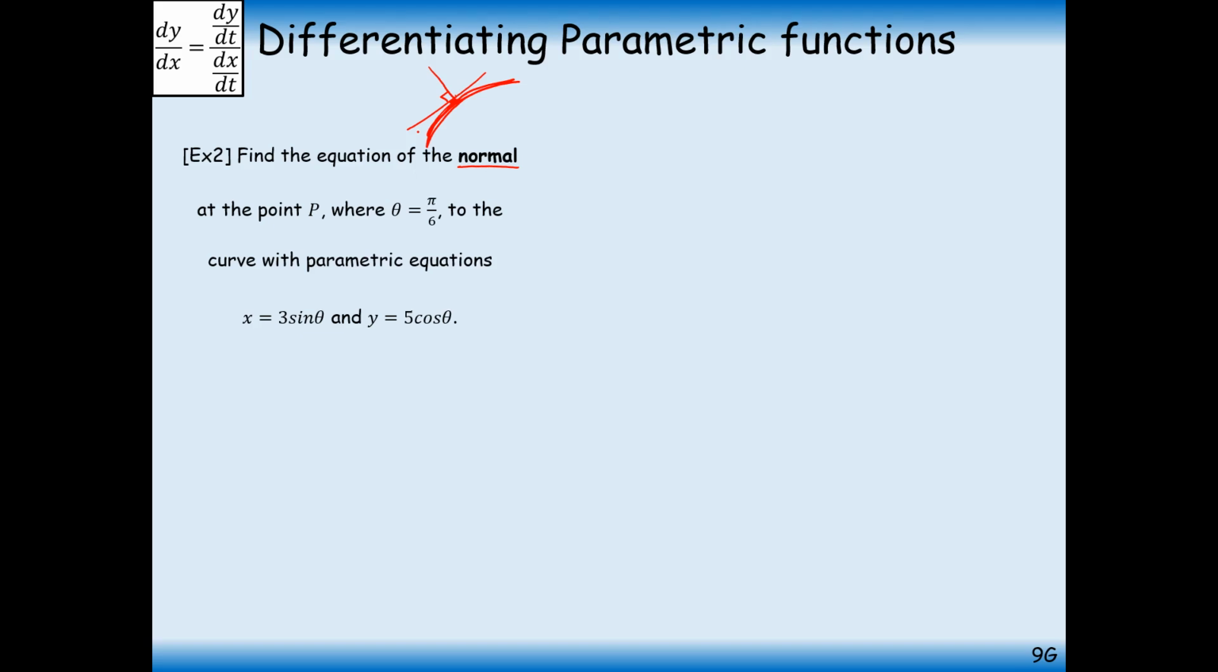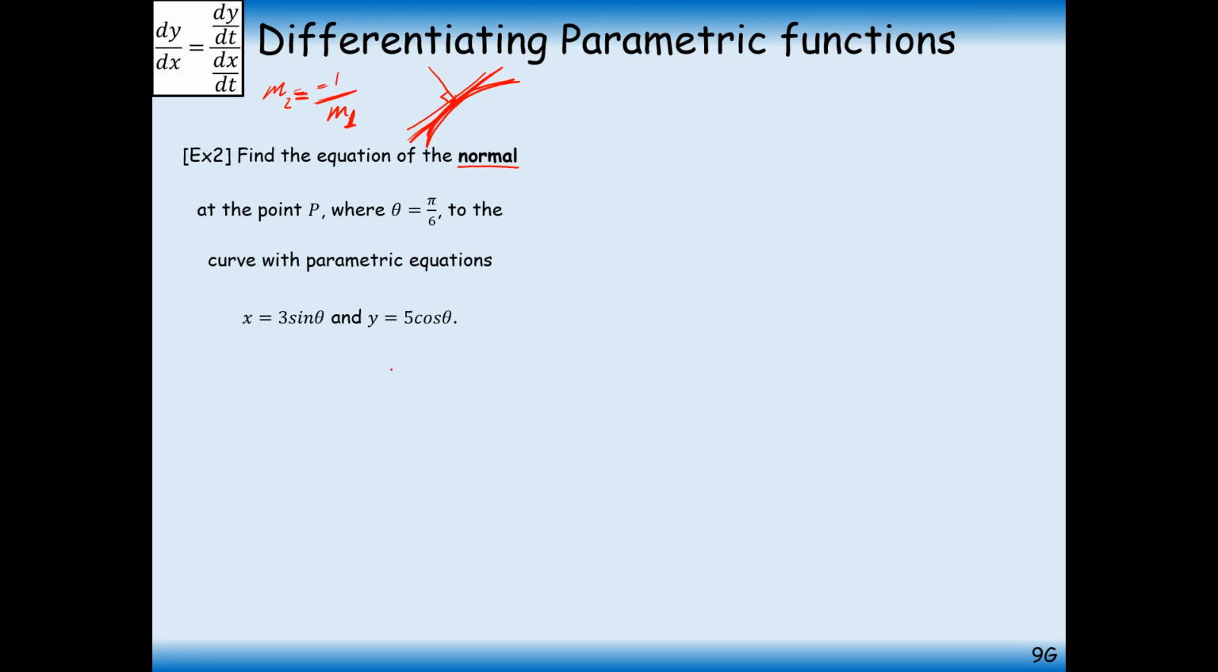Okay, so what we can do with differentiation is figure out the gradient of the tangent. And if I can jog your memory to the equation of the gradient of the normal, the normal is the negative reciprocal of the gradient of the tangent line. So we still need to calculate the gradient of the tangent.